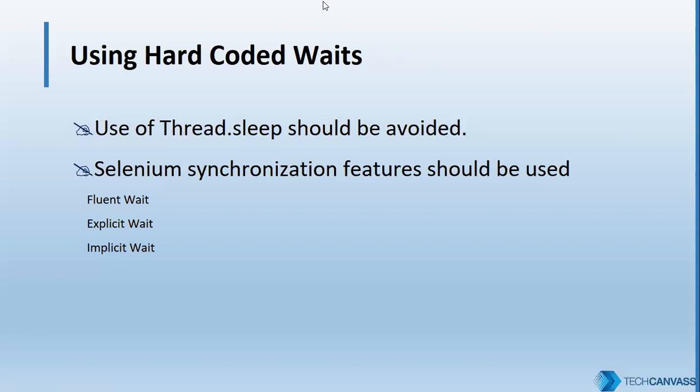Explicit wait is also a good kind of wait which can be used. However, if these two strategies do not work, one should go for implicit wait. In any case, hard-coded waits should be avoided and minimized. So the mistake of using hard-coded waits should be avoided and minimized for a robust and stable automation framework.